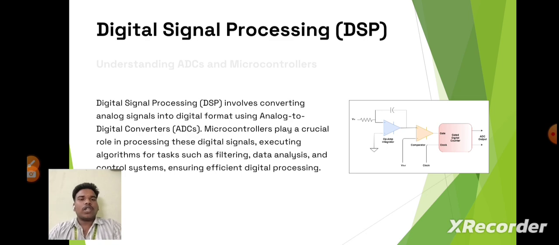Microcontrollers play a crucial role in processing these digital signals, executing algorithms for tasks such as filtering, data analysis, and control systems, ensuring efficient digital processing, which is a very useful and crucial step in digital signal processing, because it converts the analog signals into the digital signals. And it is very brief, as I explained earlier.